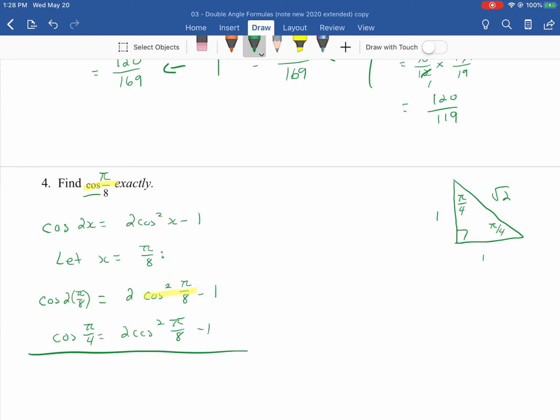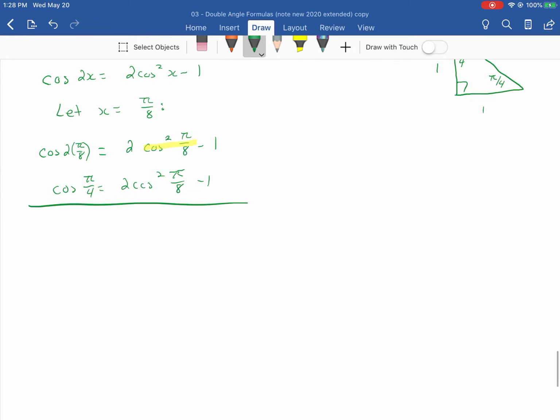We're not done yet, but now we've at least written down a formula that we can use to get this answer. What I mean by that is we can find cos of pi over 4. We know that's 1 over root 2. And I'm going to rationalize that denominator right off the hop. I multiply top and bottom both by root 2.